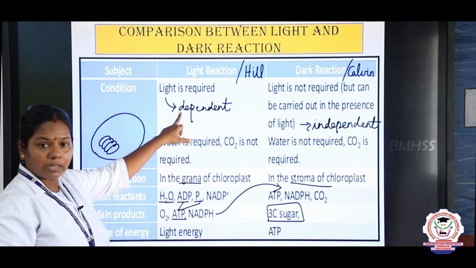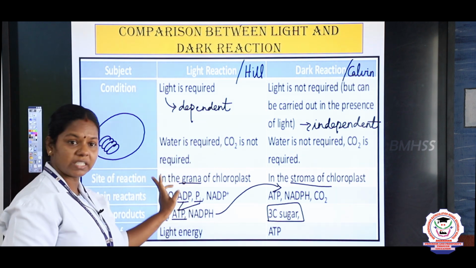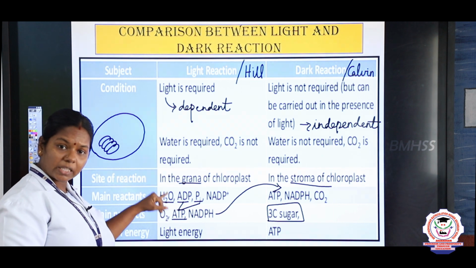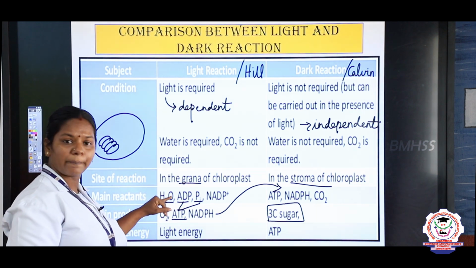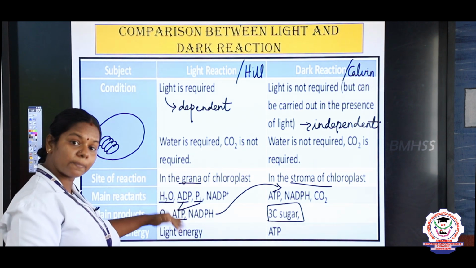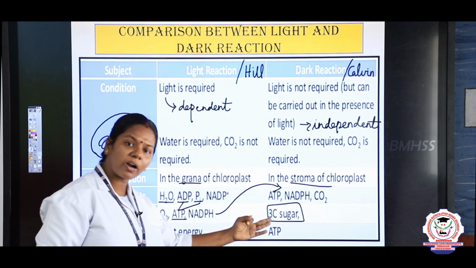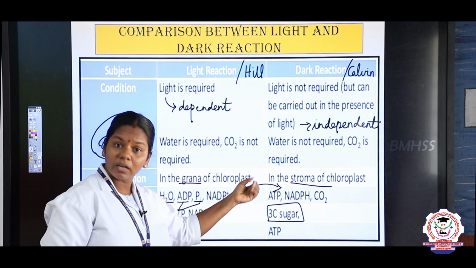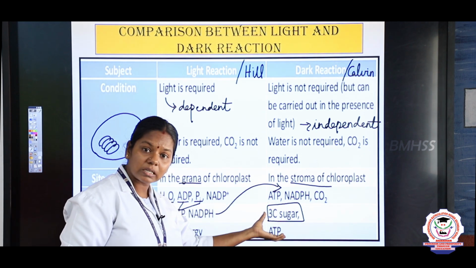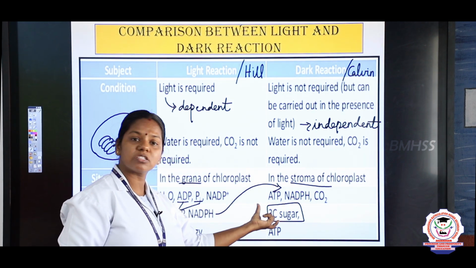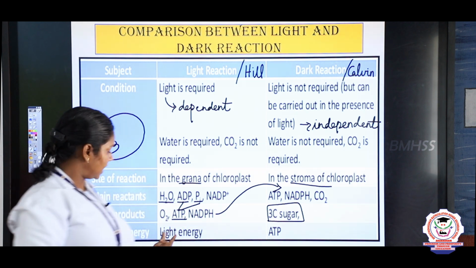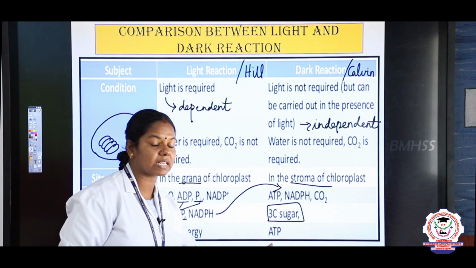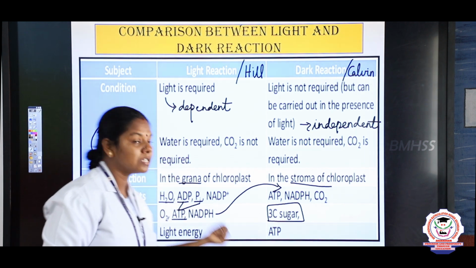So light dependent, light independent: it takes place in the grana, it takes place in the stroma. Here ADP and water are used as reactants, and what is a product? ATP. Here what is a product? ATP obtained from the light reaction. And what is the reactant and what is a product? Carbon, that is 3 molecules of carbon, that is sugar. And here light energy is the main source, and here ATP, adenosine triphosphate, is the main source. Okay.